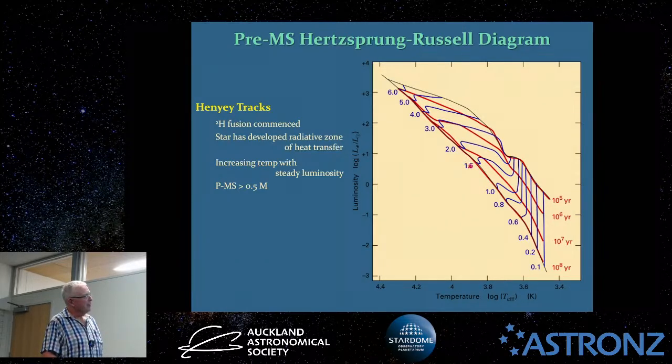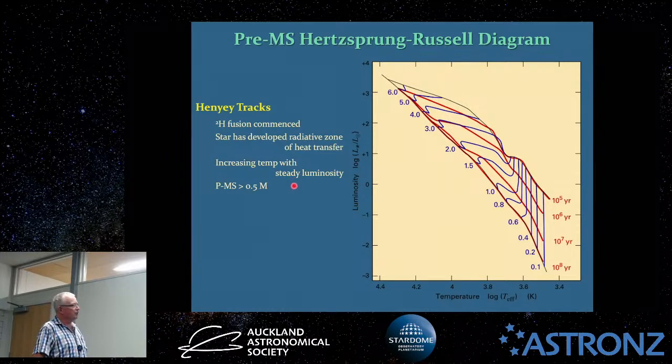The surface temperature is increasing, and luminosity increases a little bit too, and it does a little bit of a loop there. So it's increasing temperature with a steady luminosity. And this is, as I've alluded to, when the star has developed a radiative zone, either an inner radiative or an outer radiative zone.